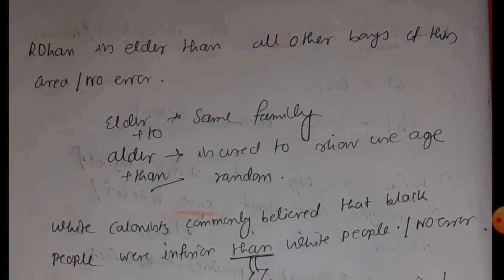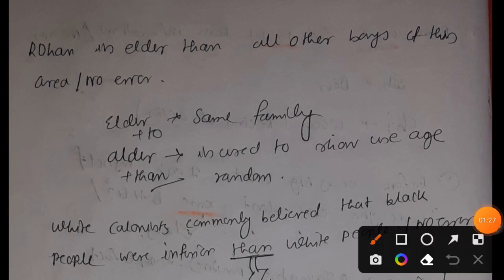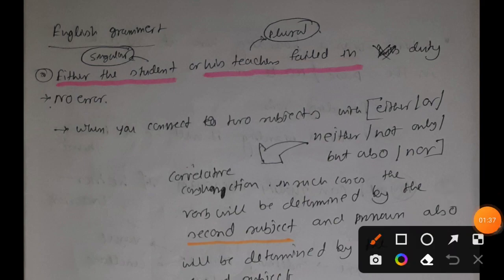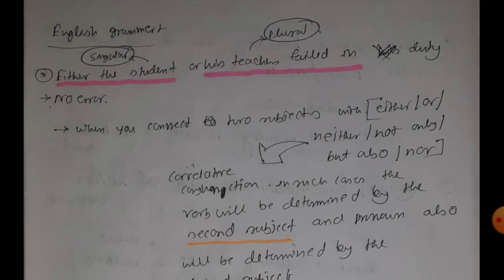So let's start. We will start from this question. The first question is: either the student or his teacher failed in his duty. Now you have to find out what error is present in that sentence.